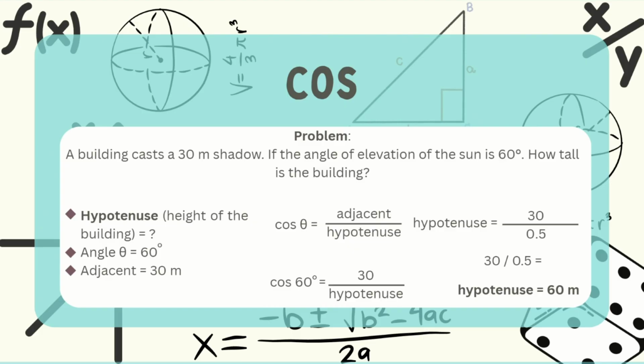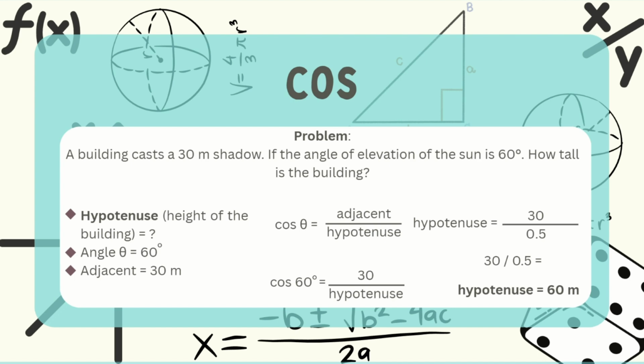So lastly, this is the next problem, which is the last. A building casts a 30-meter shadow. If the angle of elevation of the sun is 60 degrees, how tall is the building? So here, our problem is finding the hypotenuse, which is how tall the building is. So here, the angle is 60 degrees and the adjacent is 30 meters.